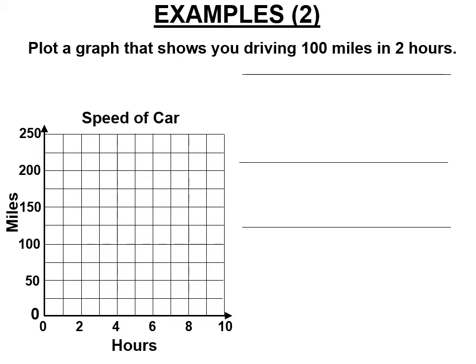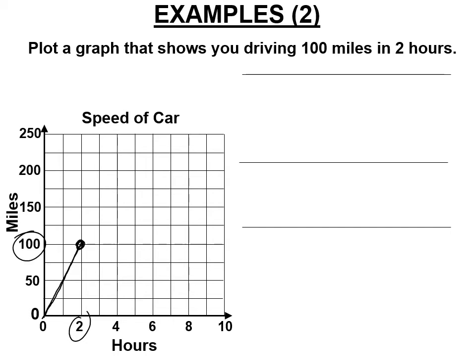All right, so let's see what this first one says. Plot a graph that shows you driving 100 miles in 2 hours. So you want to go 100 miles in 2 hours. Now, it doesn't say you could be speeding up, you could be slowing down, but if it doesn't say, let's just go straight.